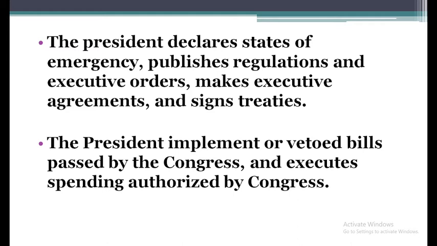The President implements or sometimes vetoes bills passed by the Congress, or sometimes gives assent to the bill passed by the Congress, and also sometimes executes spending authorized by Congress. This means that the President not only executes the law framed by the Congress, but also possesses the power to control the lawmaking power of the Congress. All bills passed by the Congress must be submitted to the President for his approval, and in the process, he can either accept the bill or exercise his power of pocket veto.